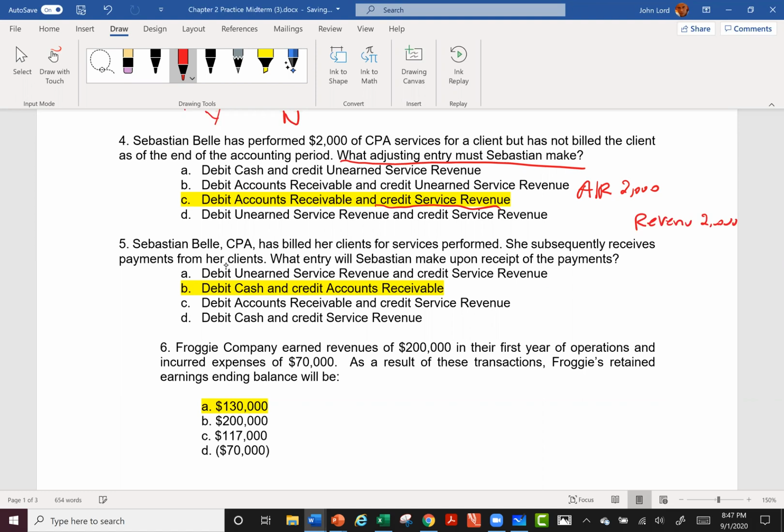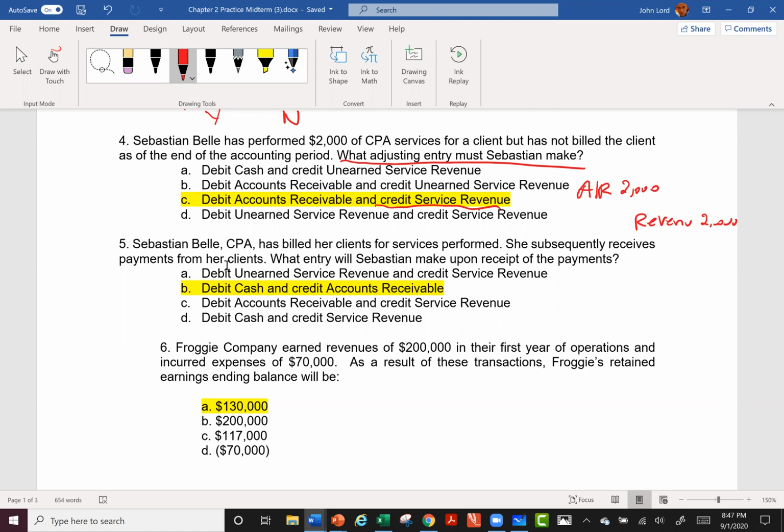Makes sense. Okay, good. She's got an asset, money coming in. The fact that she performed the service, the fact that she hasn't been paid yet is irrelevant. She has to adjust her account so now she knows, she prepares her financial statements by the end of the year. Yeah, I've got this 2,000 coming and I've got a revenue because I've performed this service, right? At 2,000.